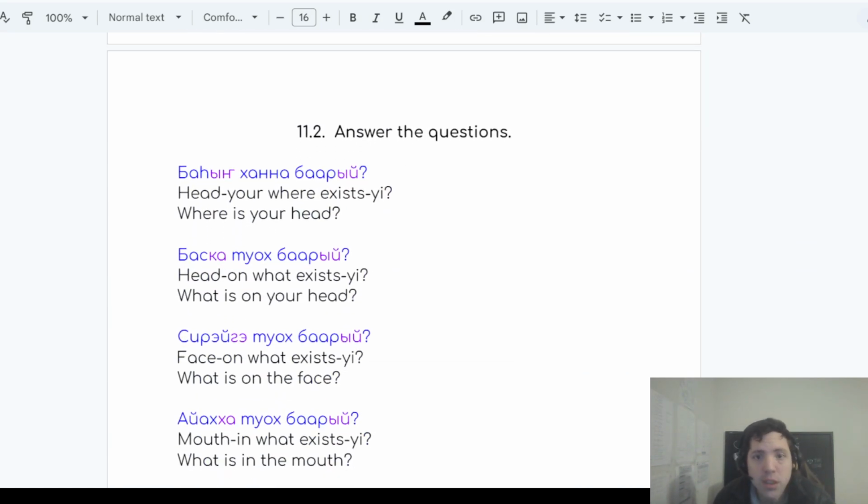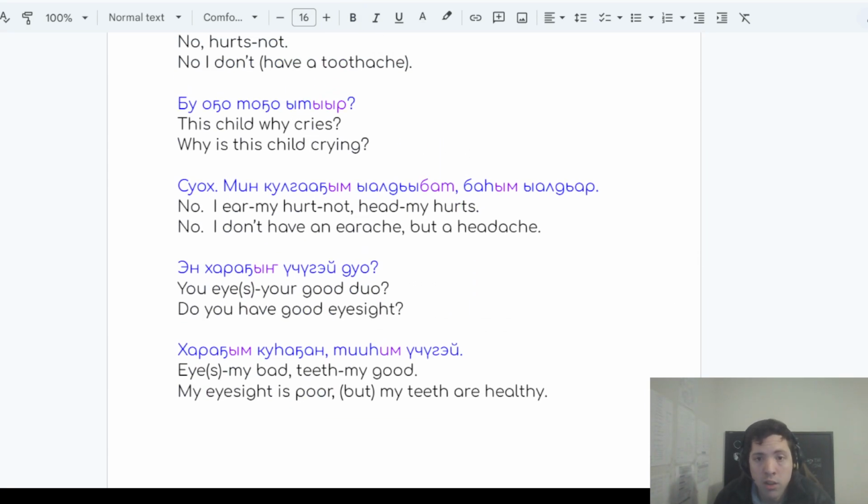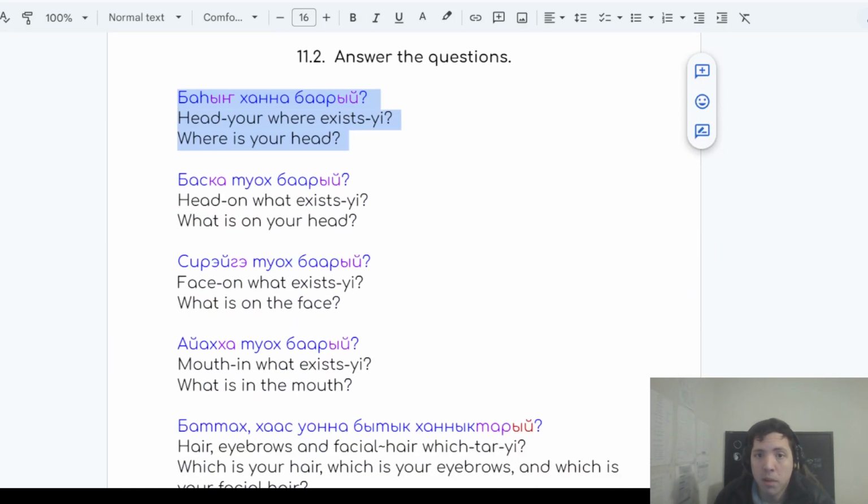Okay, well, interesting. The next section, answer the questions. You may answer the questions. These are just questions. Sometimes the questions in the answer the questions section are based on the text. Sometimes they are based on general knowledge. For instance, Bahan hana bari. Where is your head? You can write down or say out loud if you want. Bu. Bahan bu bar. Etc.